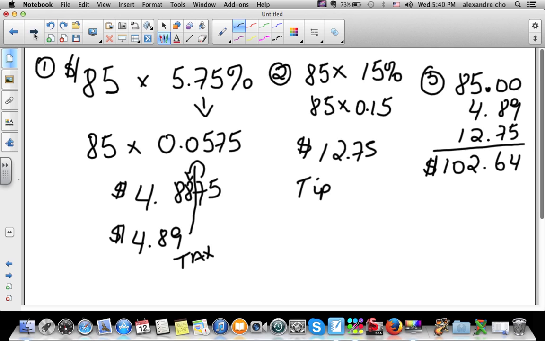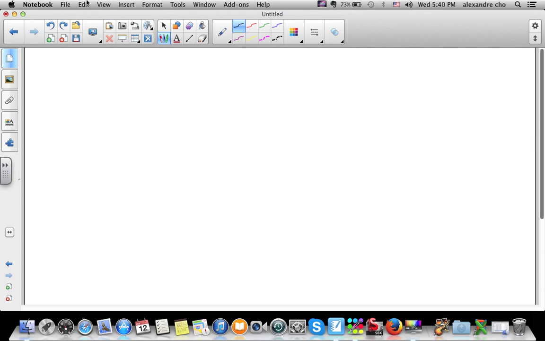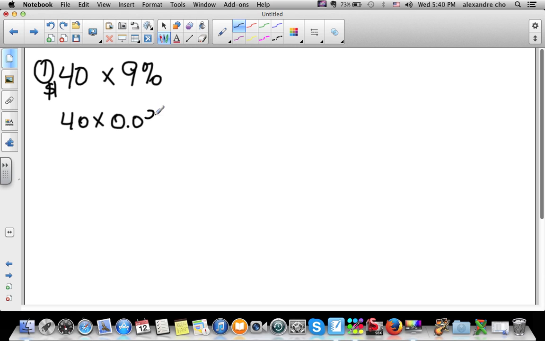So let's do number 2 from the middle section. This time, we only spent $40 in the restaurant. So step 1, again, is to find the taxes. In this case, taxes are 9%, or 40 times, better yet, 0.09. Okay, multiply that out. And you're going to find out that you're going to pay $3.60 in taxes.